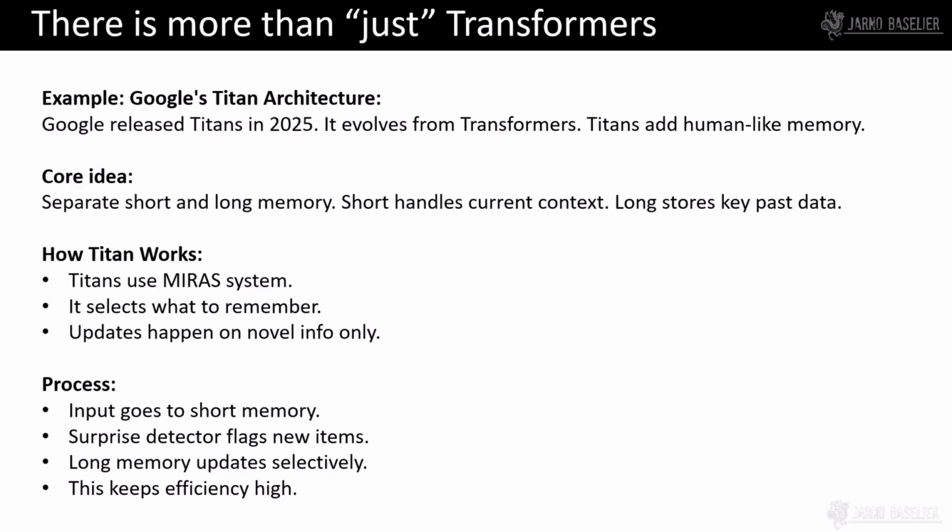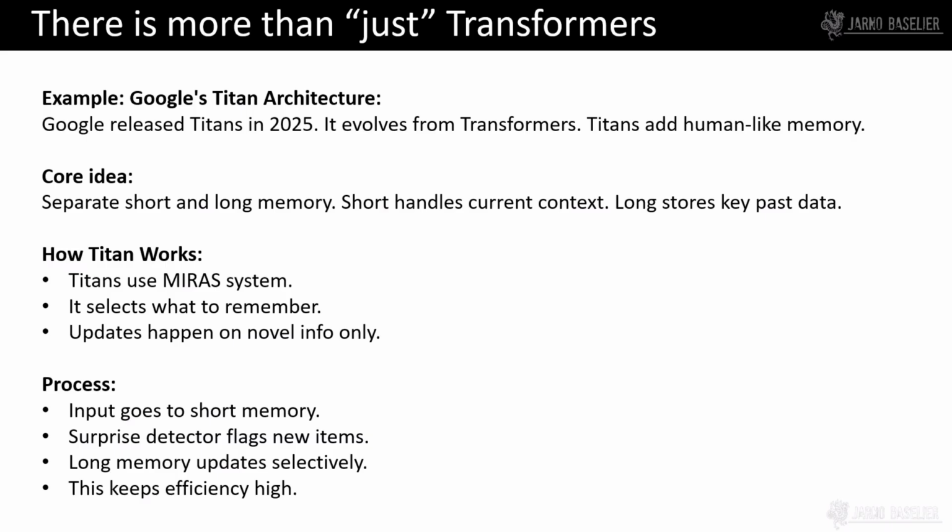As an example, Google's Titans architecture. Google released Titans in 2025. It evolves from transformers. Titans add human-like memory. So the core idea for Titans is to separate short and long-term memory. Short handles the current context while long stores key past data.